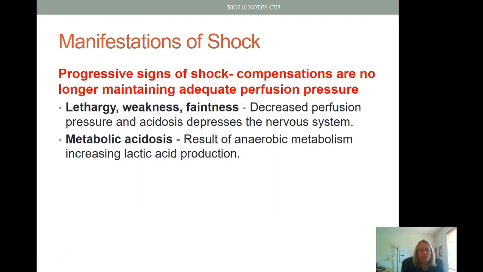Progressive signs of shock occur when the compensations are no longer maintaining adequate perfusion pressure. And then we'll start seeing lethargy, weakness, and faintness. And this is due to decreased perfusion pressure and acidosis, depressing the nervous system. And then metabolic acidosis as a result of anaerobic metabolism, increasing the lactic acid production. This is because we're not adequately perfusing the tissues with oxygen.